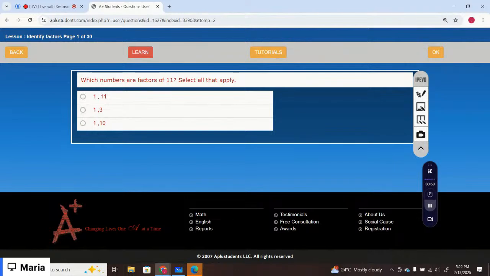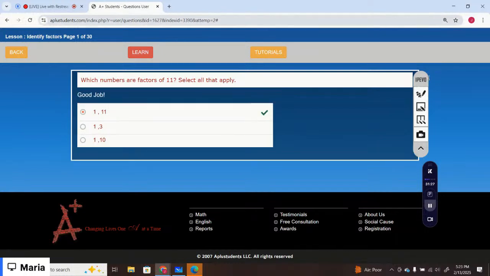Which numbers are factors of 11? You need to find the factors of 11. Factors are the numbers that when multiplied make 11. The factors of 11 are 11 times 1. These are the only factors of 11. When you multiply them, they make 11.